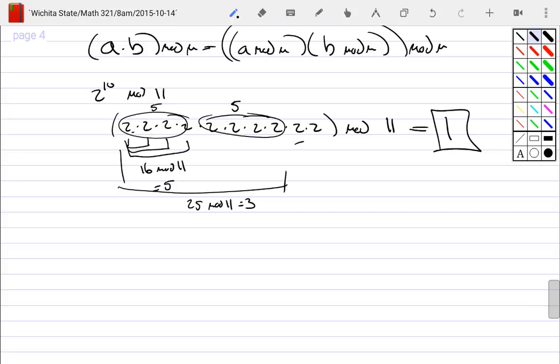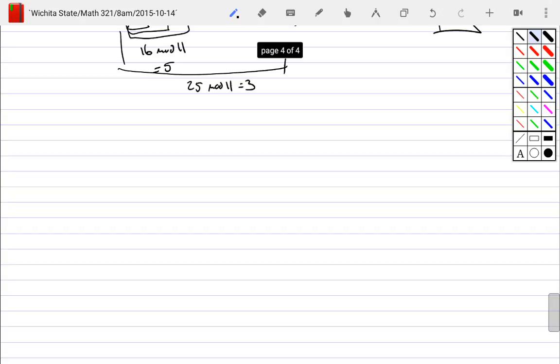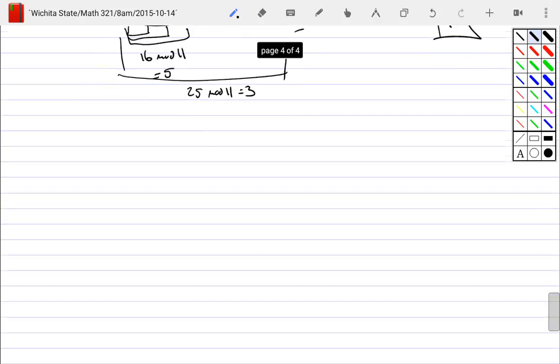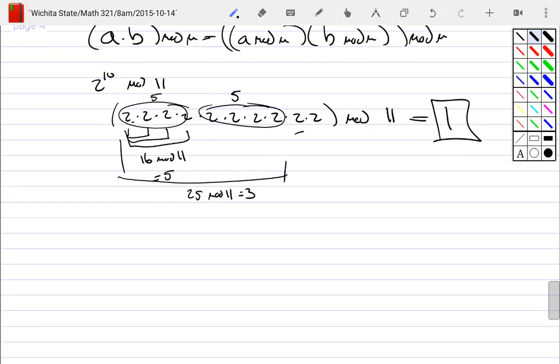Now, how can I do this as an algorithm? All right, there's two approaches to this. One, whatever the power is, just loop that many times. Multiply by 2, mod 11. Multiply by 2, mod 11. Multiply by 2, mod 11. Just loop 10 times. That's one approach to this. The second approach is to try to do it like what I did. Block grouping. We're going to try to do this in block grouping.